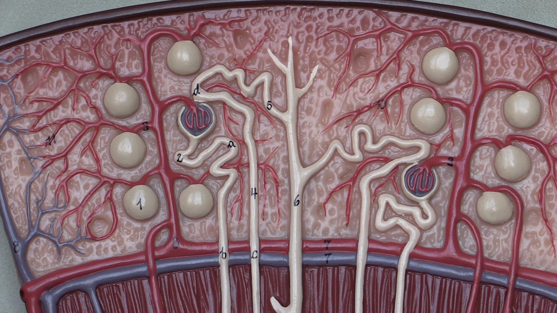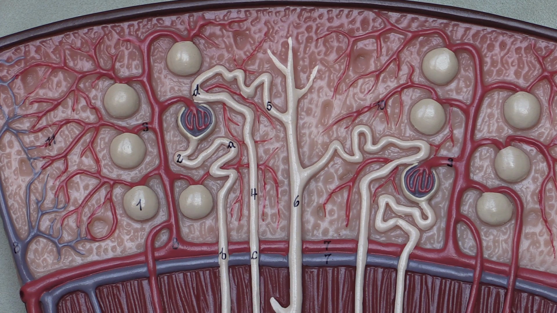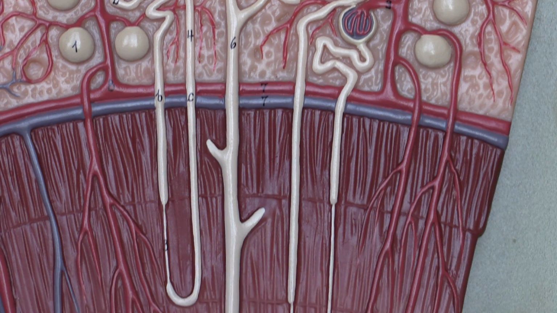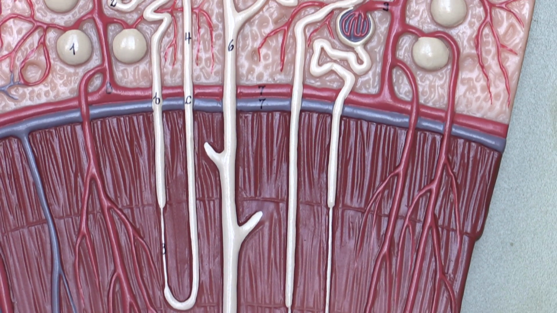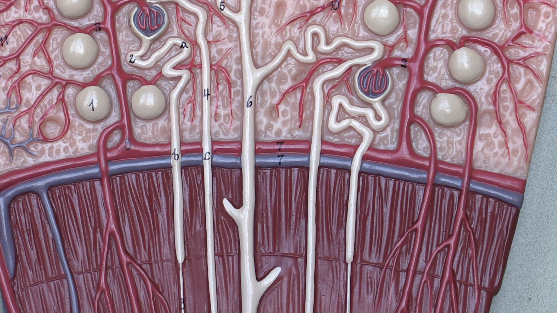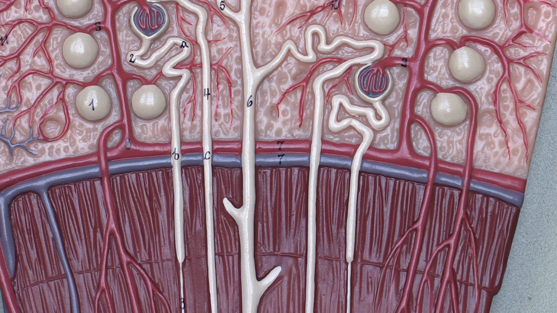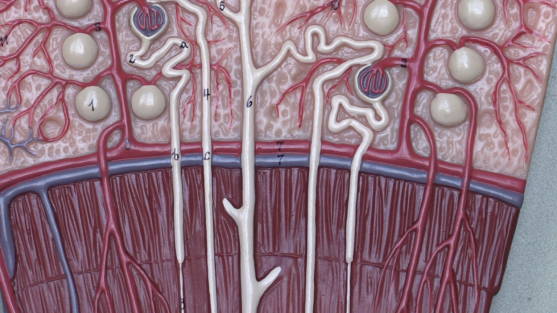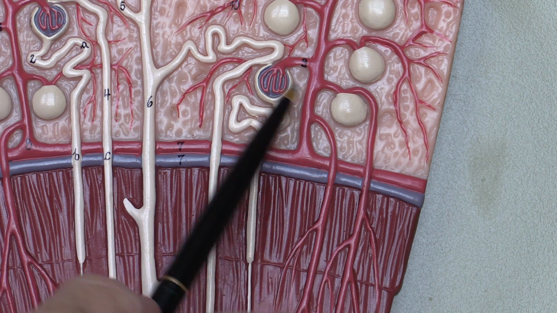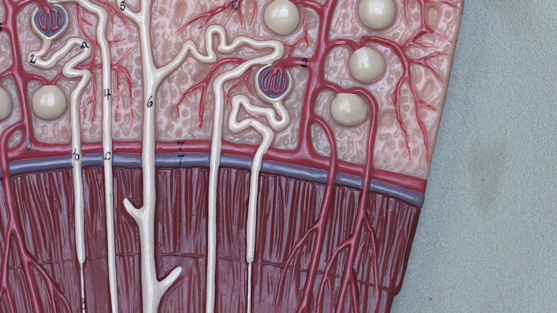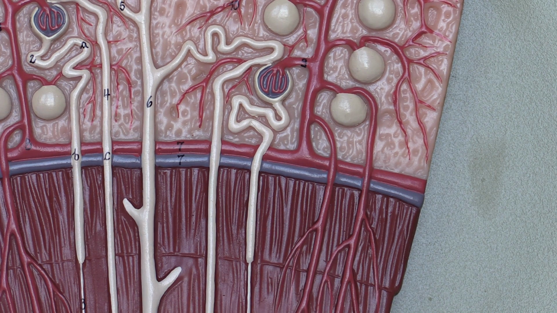The other type of nephron, the other 15% or so, 15 to 20%, are the juxtamedullary nephrons. Now the medulla of the kidney is this part here. This is the medulla, the inside part, and juxta means beside. So the juxtamedullary nephrons have their corpuscles near the medulla. And here we can see a corpuscle which is near the medulla. So this is a juxtamedullary nephron. And these have long loops of Henle.